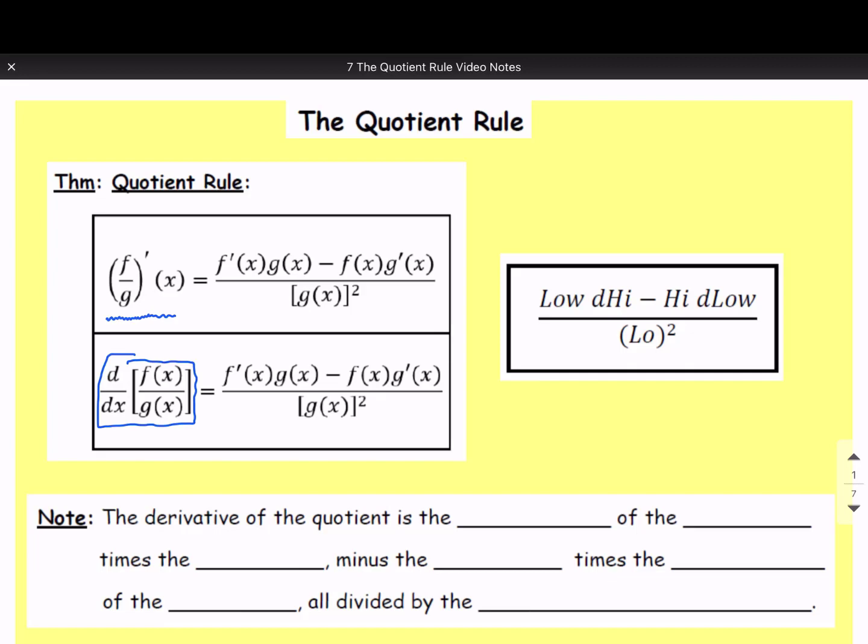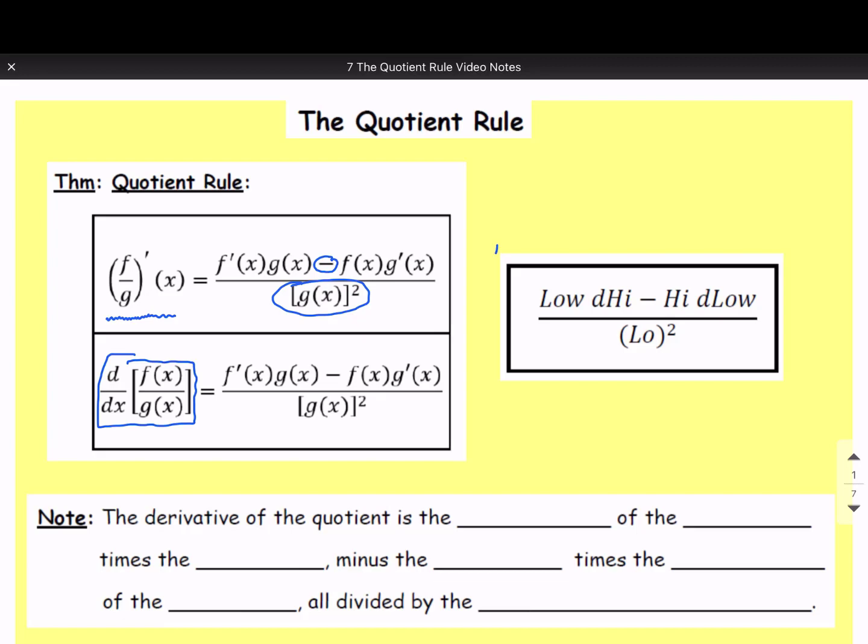Now you should notice that the top is very similar to the product rule, except it's subtraction. And then you have this denominator. So we keep the old denominator, but we square it, okay? You can memorize it that way.